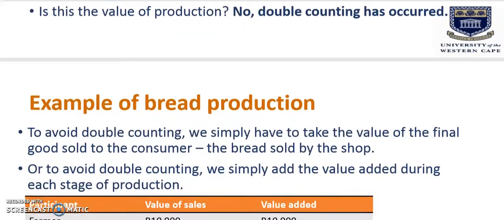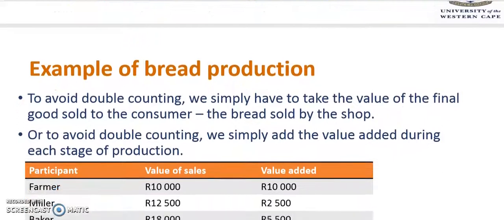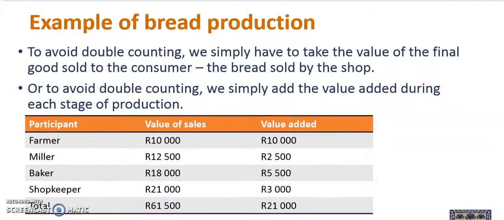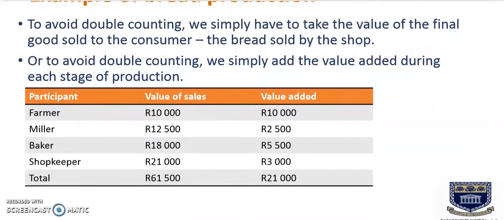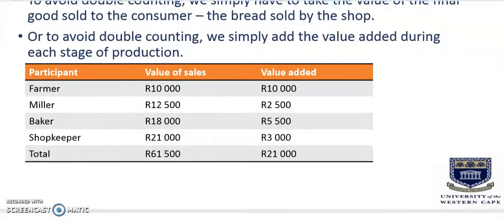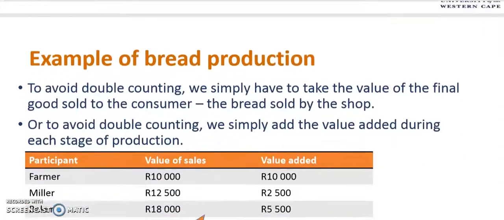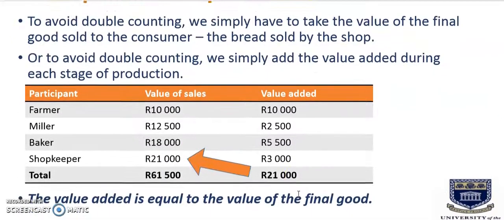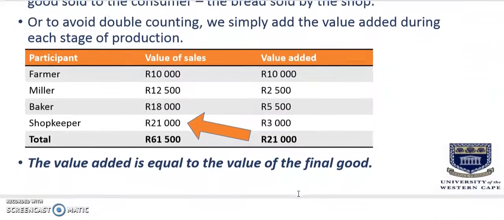So in order to avoid double counting, we do one of two things. We simply take the value of the final good sold to the consumer, that is the bread sold by the shop, or we simply add the value added during each stage of production. So we take the value of sales by the shopkeeper, that is the 21,000 rand, or the value added in each stage of production, which also equals 21,000 rand.